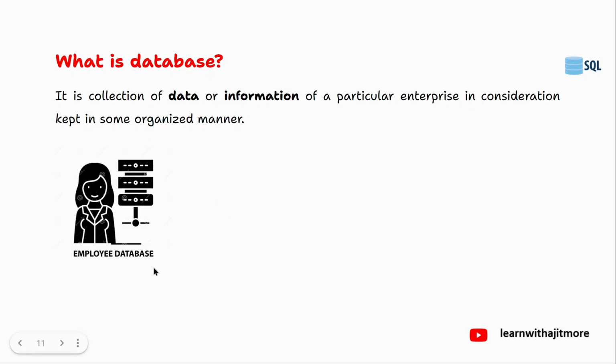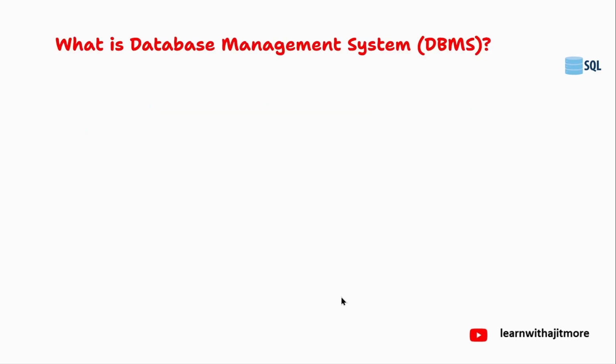Okay. For example, I'm taking an employee database, so everything related to the employee: the employee information, department information, project information, leave information, everything. Or you take a student database: information of the students, the teachers, the subjects, the exam details, everything kept in an organized way. Okay, so I hope both these definitions are clear.